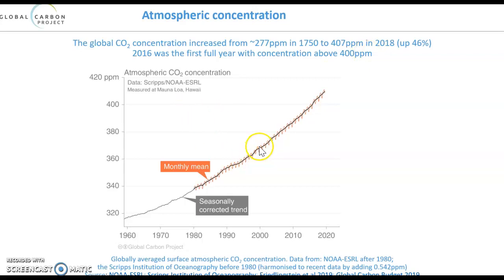And as you can see, it fluctuates a little bit with the seasons. The Northern Hemisphere is where photosynthesis is the biggest thing in the world, and so when we're having a lot of that, we have a little reduction, and then it goes back up again. So there's a little seasonal change there.